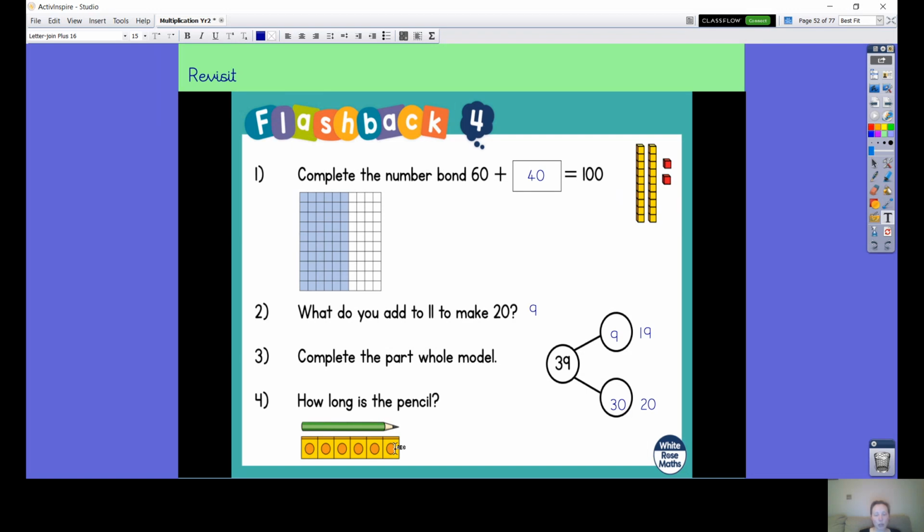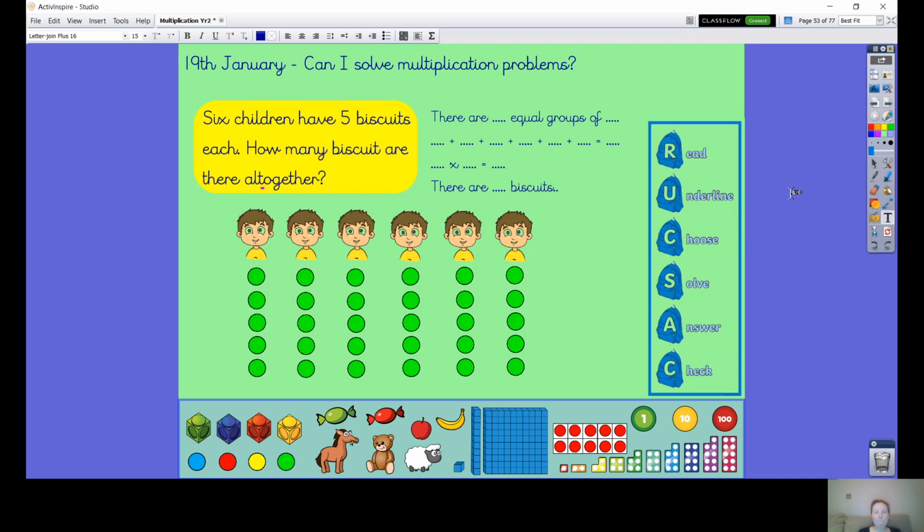So this pencil, we're looking at measuring it in cubes today, is 1, count with me, 2, 3, 4, 5, 6. I'm going to write the sentence, the pencil is 6 cubes long. Okay, so the maths for today is thinking about solving multiplication problems.